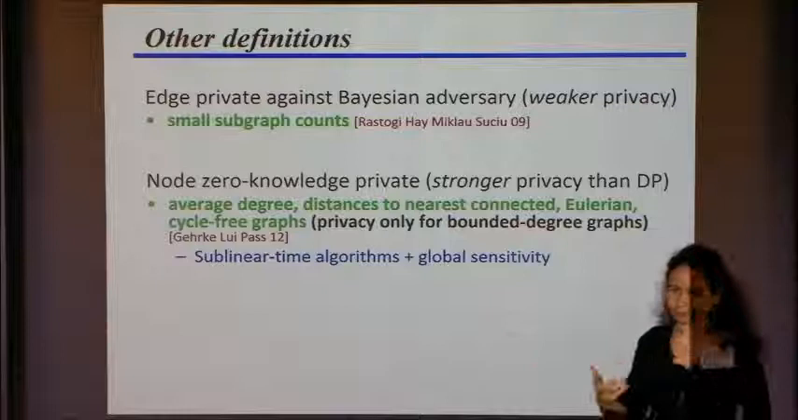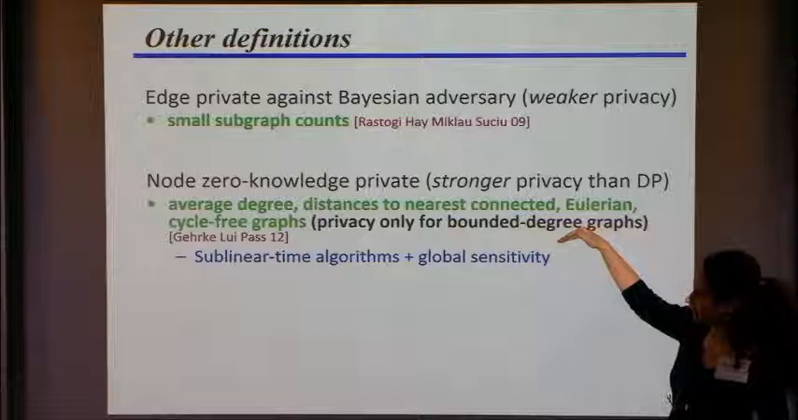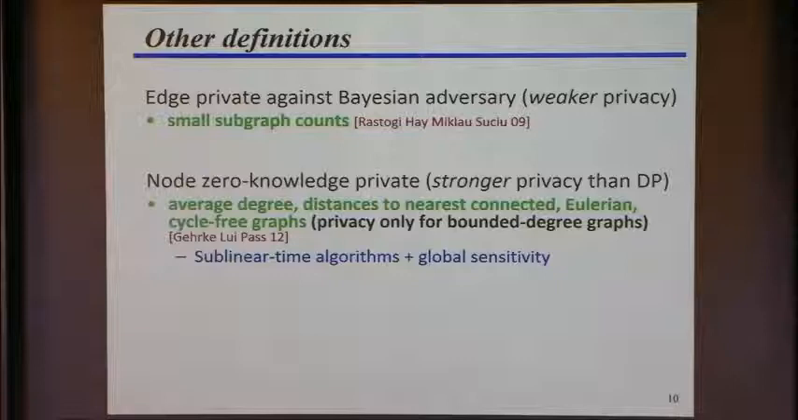Because in bounded degree graphs, you're just changing a few edges. So the definition they achieve is actually weaker than node differential privacy. Oh, and I wanted to mention, there are other papers.